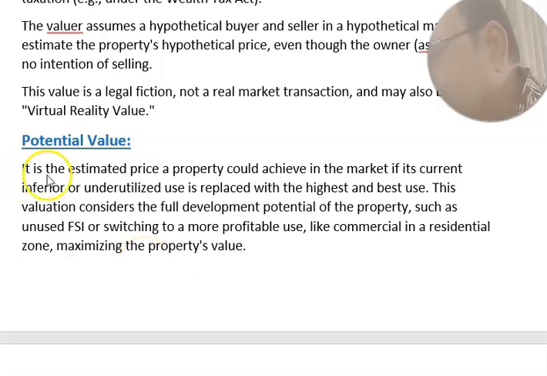Potential value. It is the estimated price a property could achieve in the market if its current inferior or underutilized use is replaced with the highest and best use. This valuation considers the full development potential of the property, such as unused FSI or switching to a more profitable use, like commercial in a residential zone, maximizing the property value.